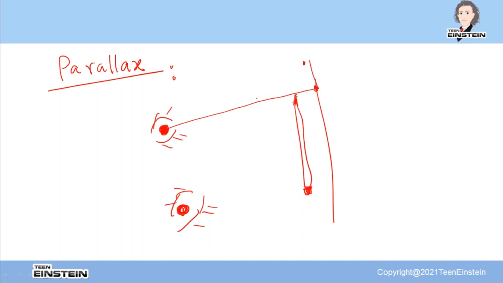So this method is actually called the parallax method. There will be a change in the position, a relative change in the position. This tip is here for one eye, and for the other eye the tip will be here. So this is called the parallax method.